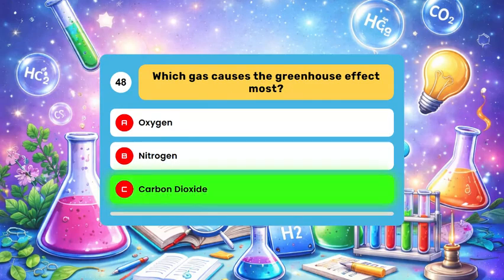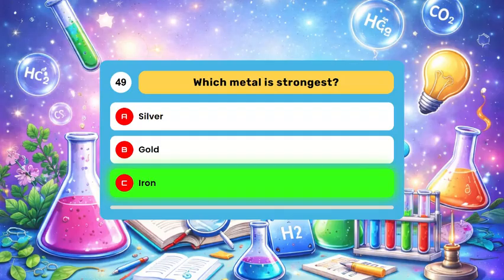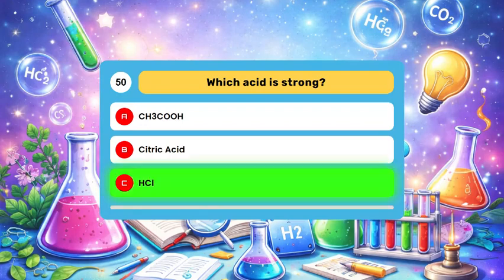Carbon dioxide. Which metal is strongest? Iron. Which acid is strong? HCl.